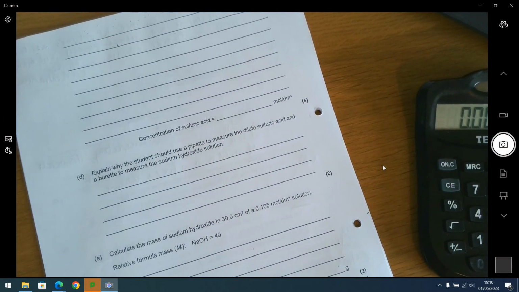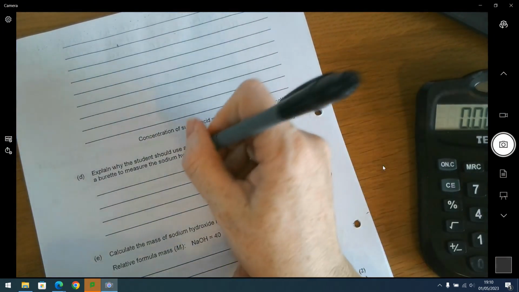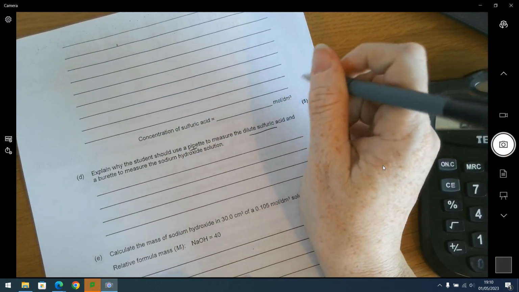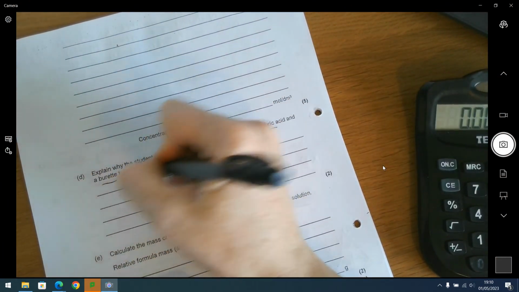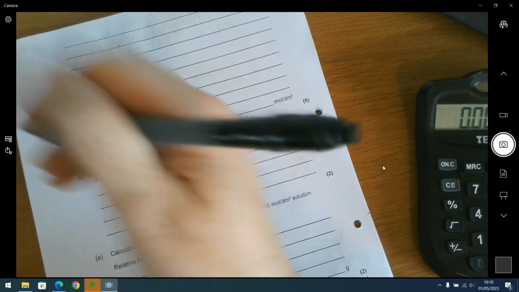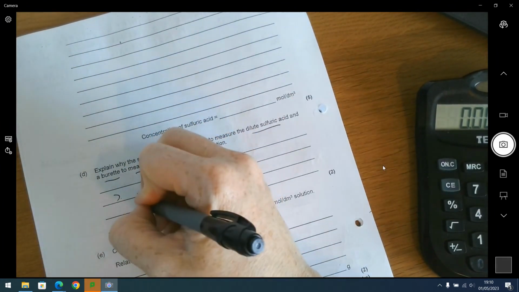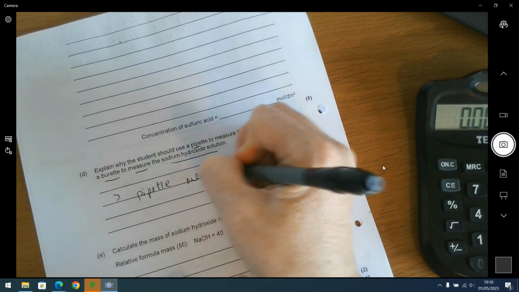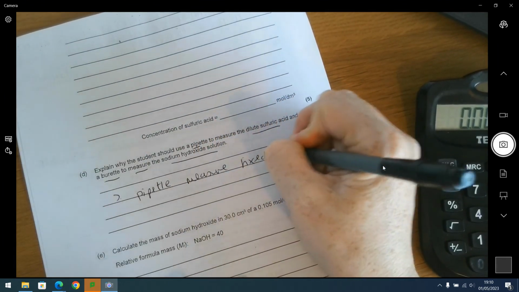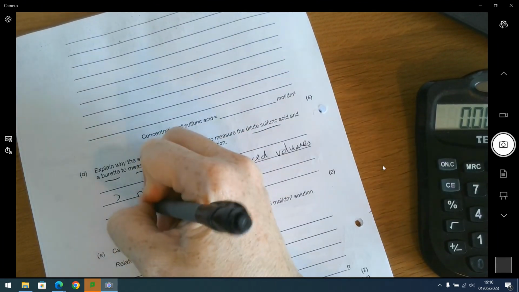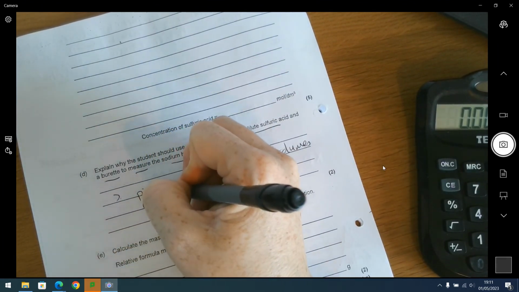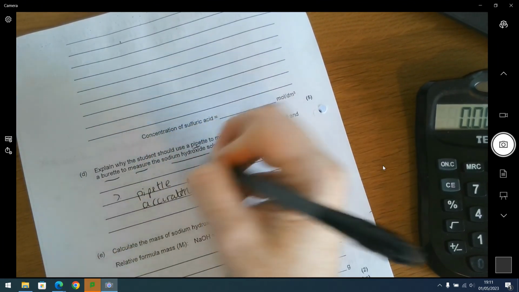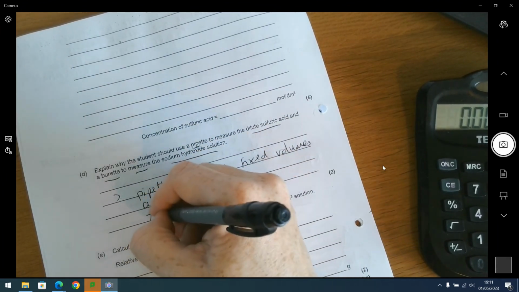We've then got a question that says, explain why the student would use a pipette to measure the dilute sulfuric acid and a burette to measure the sodium hydroxide. And this is this idea of accuracy. So pipettes measure fixed volumes accurately, whereas the burette measures variable volumes.